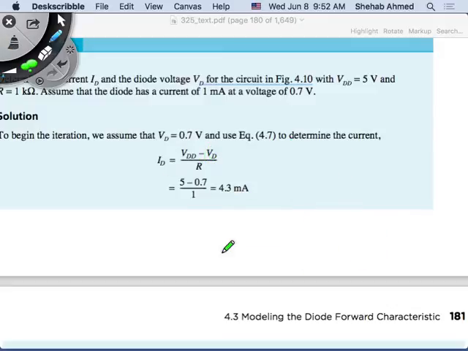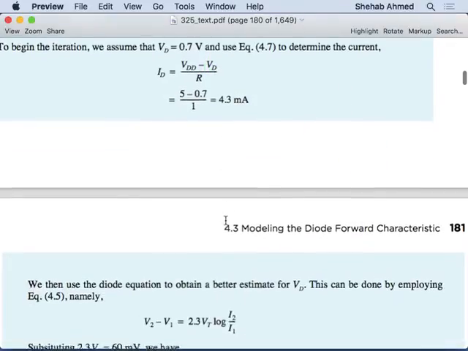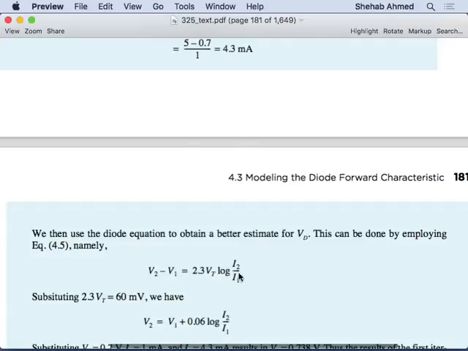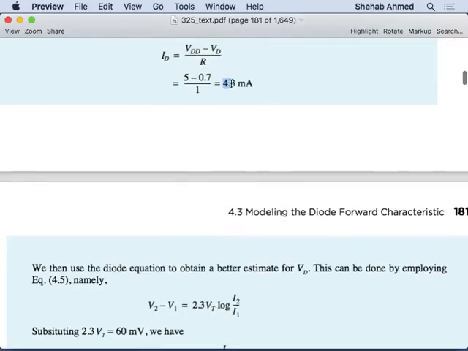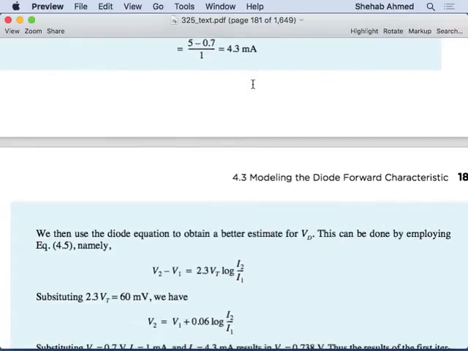After that, what did I do? I applied my exponential current equation. If you use your exponential current equation, you get something close to what your fixed forward voltage model is giving you. That tells you that your fixed forward voltage model is a good enough model here. That's the moral of this story.